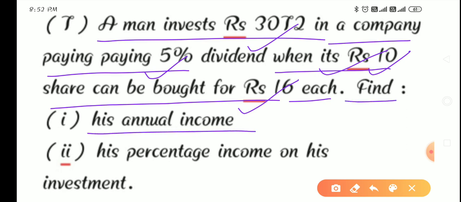Find his annual income and his percentage income on his investment. Two parts you have to calculate. How can you calculate annual income? One formula is there to calculate annual income. Annual income equals number of shares multiplied by dividend percent multiplied by NV of 1 share. So first you write what is given.